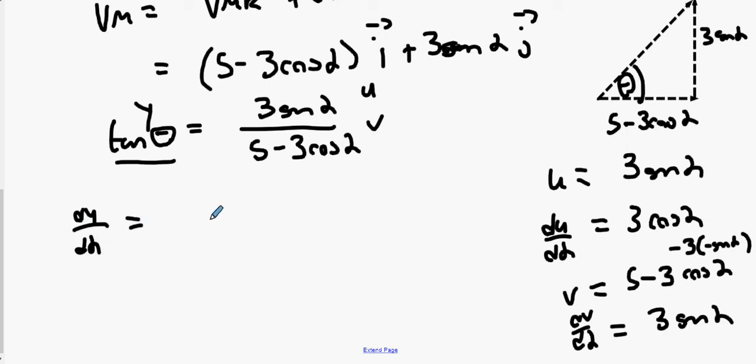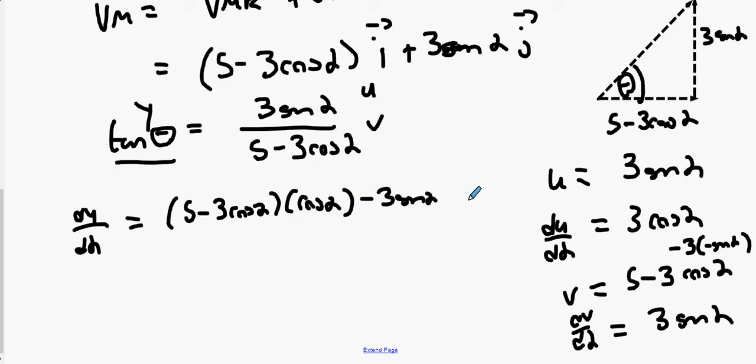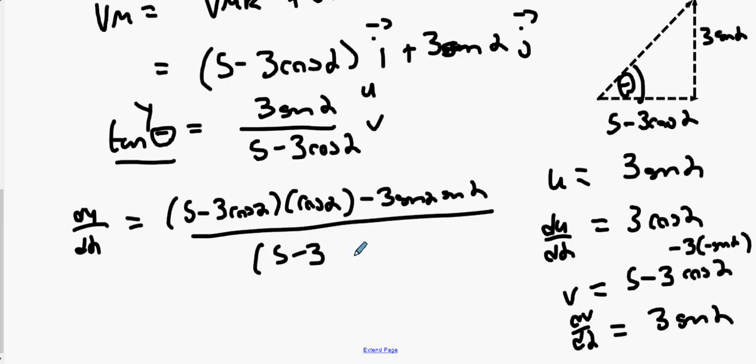And what you're going to say is 5 minus 3 cos alpha times 3 cos alpha minus 3 sine alpha times 3 sine alpha, and all on the bottom is (5 minus 3 cos alpha) squared. You want it to be equal to 0, don't you? Why do you want it to be equal to 0? It's a turning point, isn't it? And at turning points, the first derivative equals 0. Because it's a max, the first derivative equals 0. Okay?